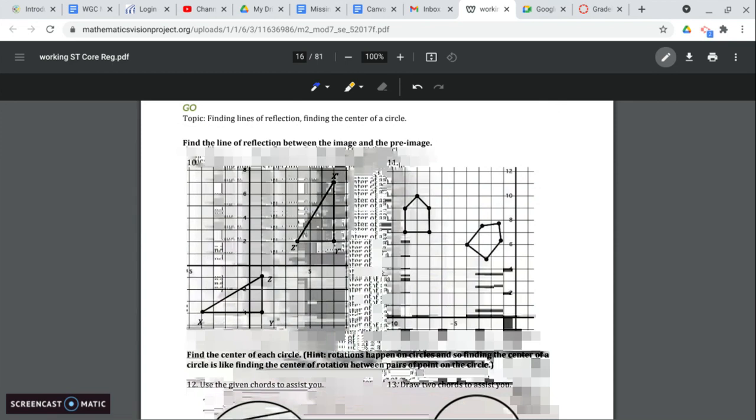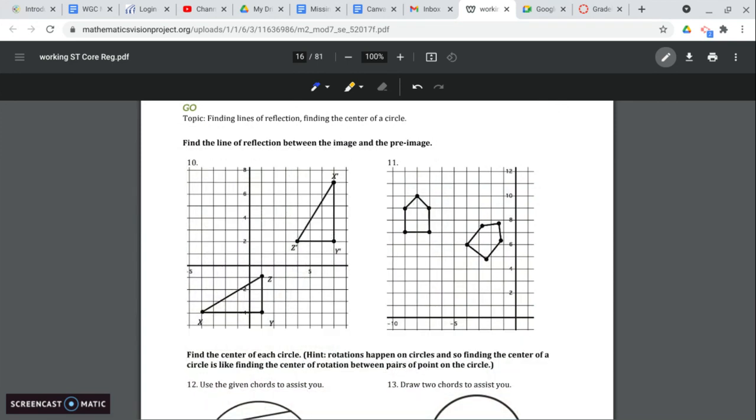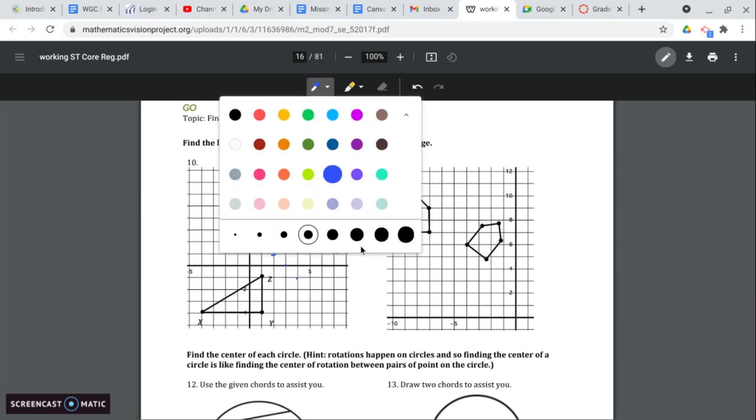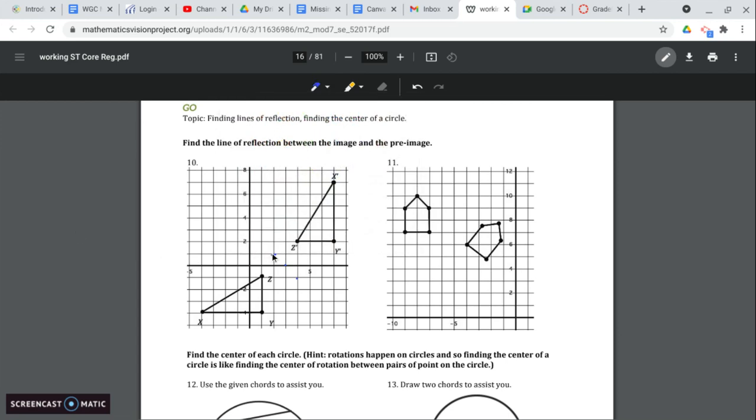All right. Find the line of reflection between the image and the pre-image. So looking at number 10, from Z, we go up 1, 2, 3, and over 1, 2, 3. So it's 1 over 1. So if we go up 1, over 1, up 1, our line of reflection, we'd go down 1 over 1 from each point from here on down. I'll make this bigger so you can see. So we have this point, this one, here, here.